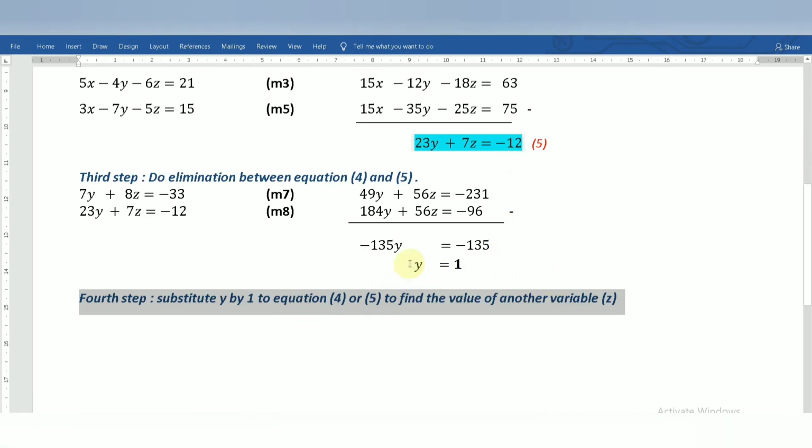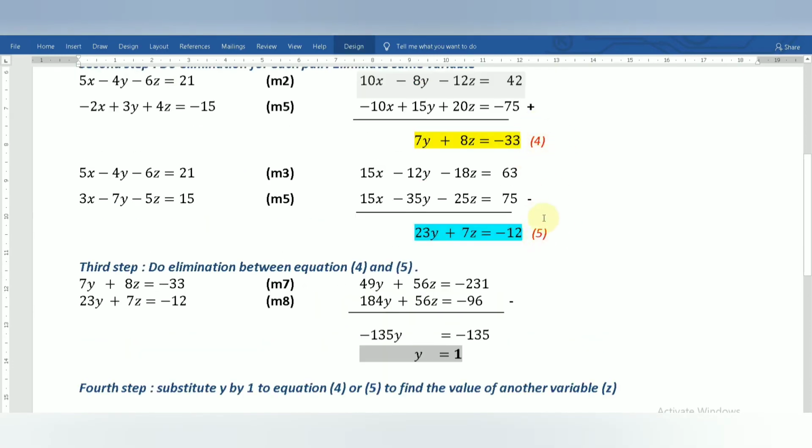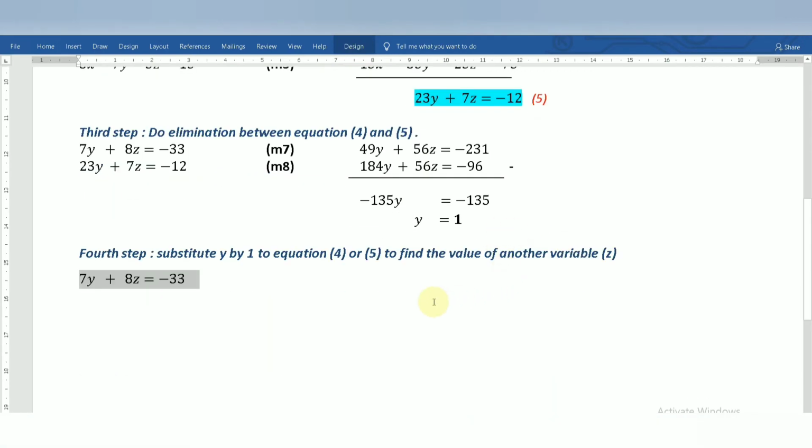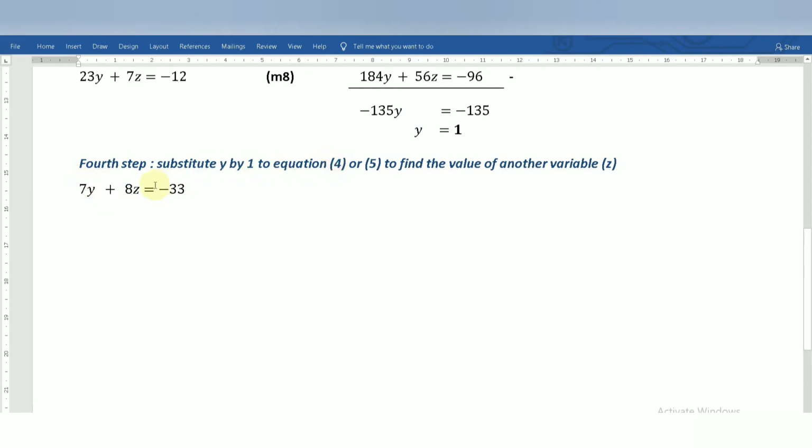Substitute y that we have already found into equation 4 or 5, to find, for this example, z. Since we have already found the value of y, we can find the value of z. For this one, I will choose the fourth equation, not the fifth. This is the fourth equation, and I will substitute y by the known value of y that I have already found, the y that satisfies all equations.